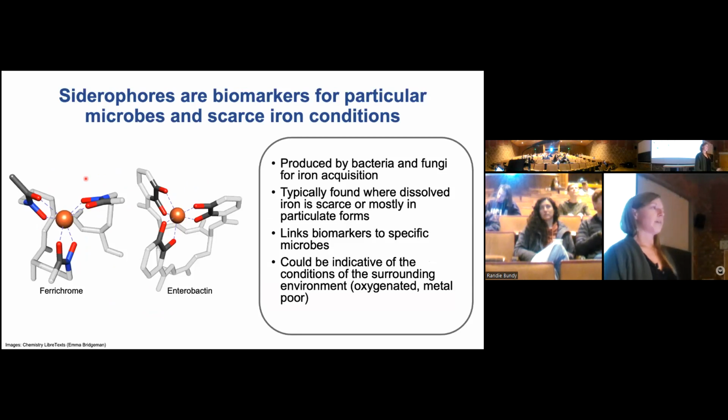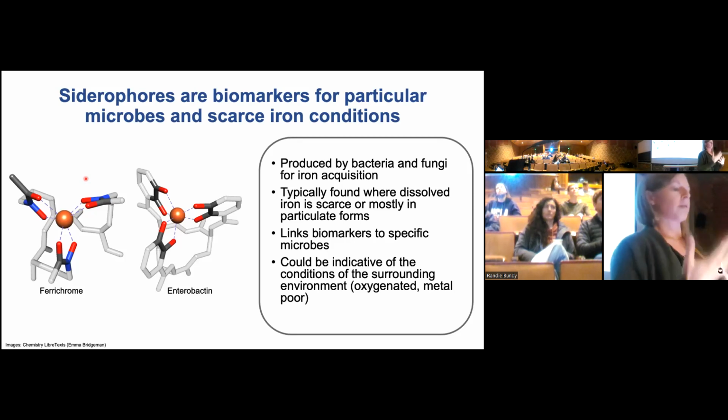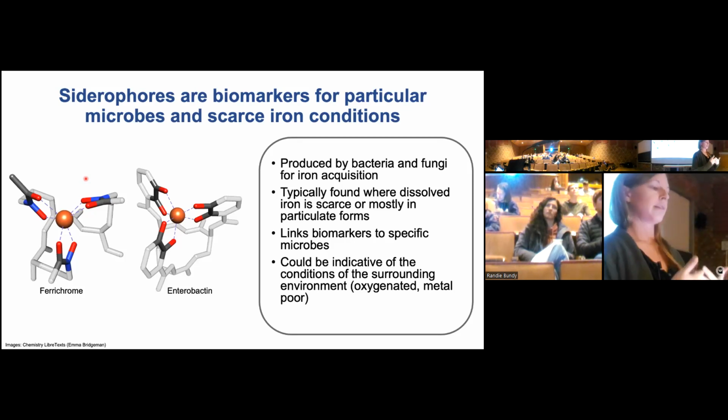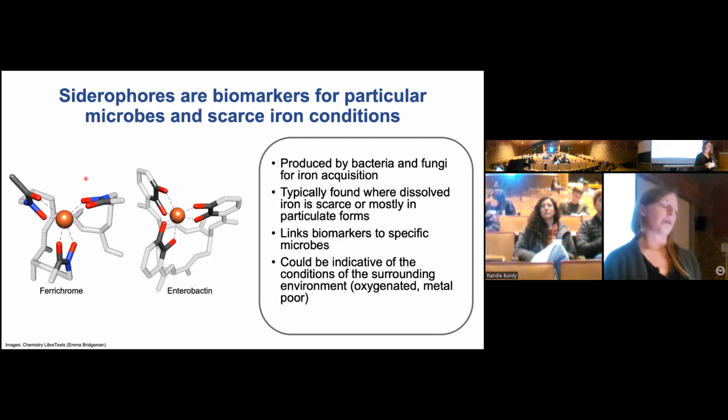And so we think of these compounds as biomarkers for specific microbes, because you need a very specific biosynthesis pathway to produce the compound. But we also think of them as biomarkers for scarce iron conditions, because they're energetically costly for a cell to produce. And so they're produced specifically for iron acquisition. So we would expect to see them in environments where either iron is in this inaccessible particulate form or it's very low iron conditions, so cells are competing for iron. And it allows us to link these specific compounds to specific microbes based on these biosynthesis genes. And for this community, they can also be pretty indicative of the conditions of the surrounding environment.